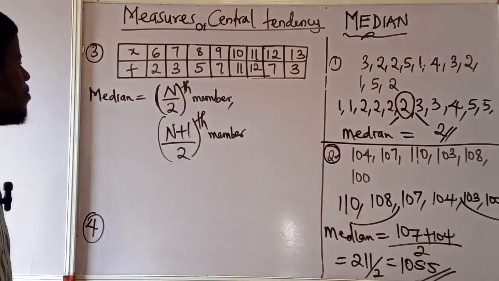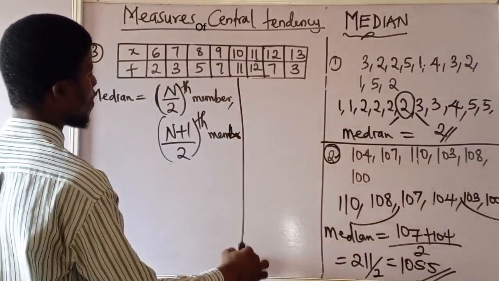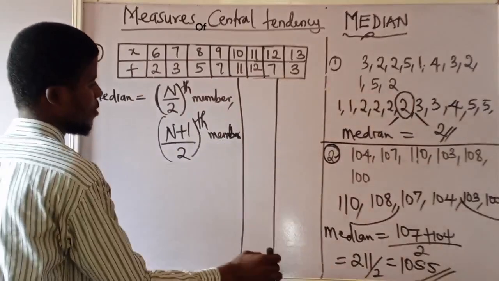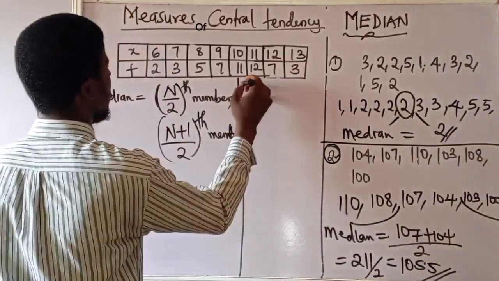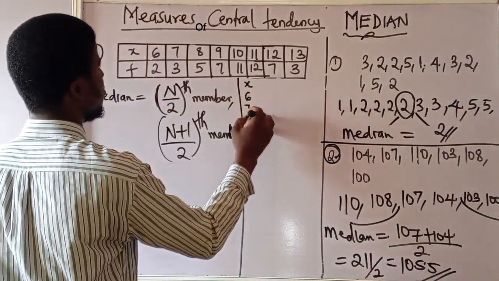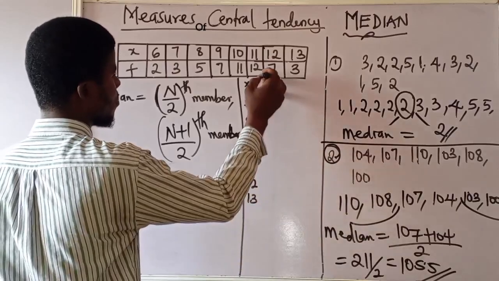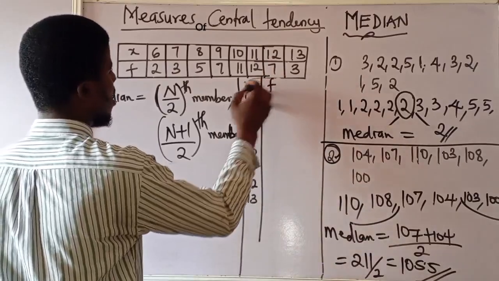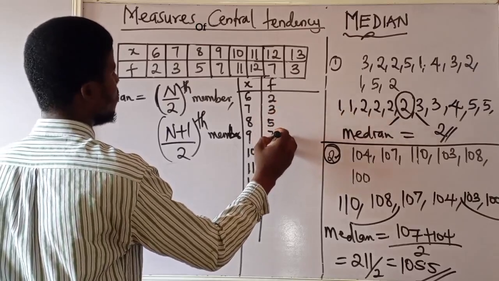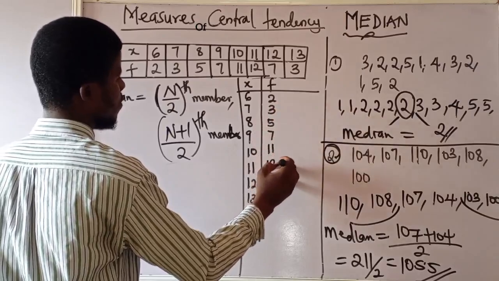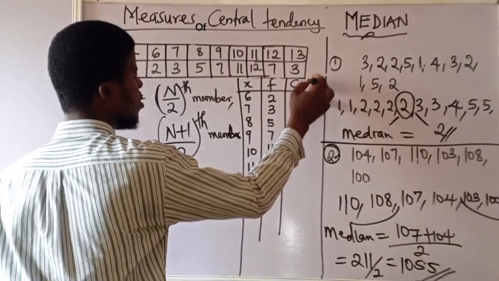So we use this one where n is even and that one when n is odd. Now this is what we are saying. Let me do it here. X and F. There's what we call cumulative frequency. X is 6, 7, 8, 9, 10, 11, 12, and 13. Their frequencies are 2, 3, 5, 7, 11, 12, 7, 3. We now determine what we call the cumulative frequency.